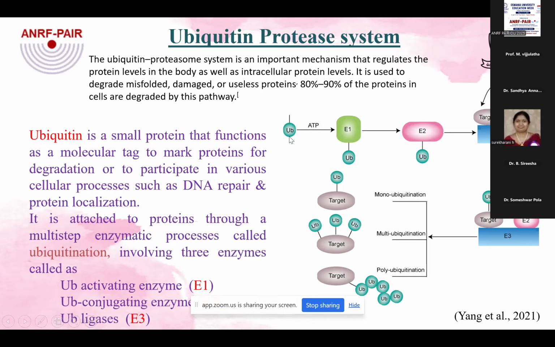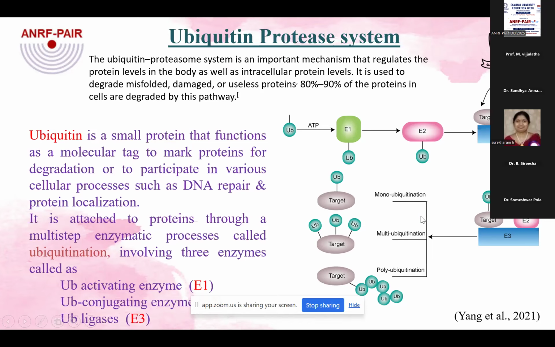So in the first step, the ubiquitin is activated by the ubiquitin activating enzyme, that is the E1, which is an ATP-driven process. And then this activated ubiquitin is conjugated to the E2, and this E2 is conjugated with the ubiquitin. Now the E3, which is the ubiquitin ligase, helps in targeting the ubiquitin to the target protein. It might be a misfolded protein or the damaged protein. So the E3 helps in targeting the ubiquitin to this misfolded protein. So once the misfolded protein has been associated with this ubiquitin, it forms a complex.